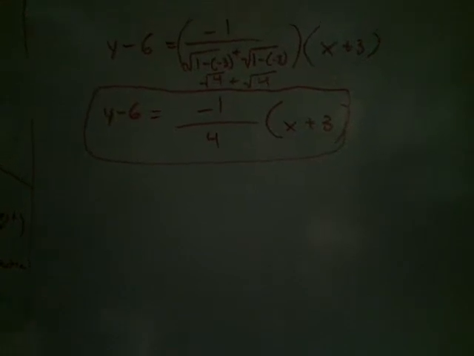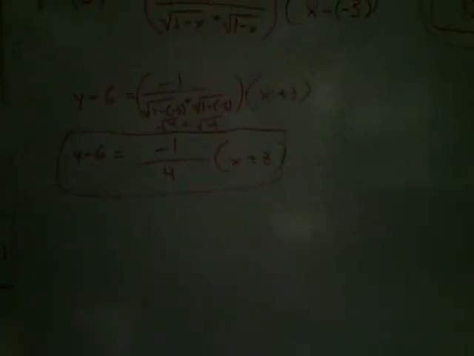So you come up with your answer as y minus 6 equals negative 1 over 4 times x plus 3, which is exactly how the correct answer is put in MyMathLab. And that's how you solve problem 8 for homework 5.